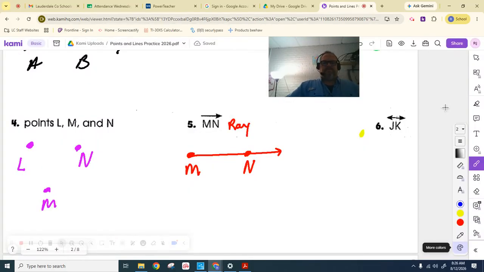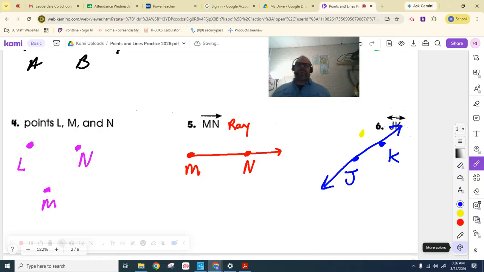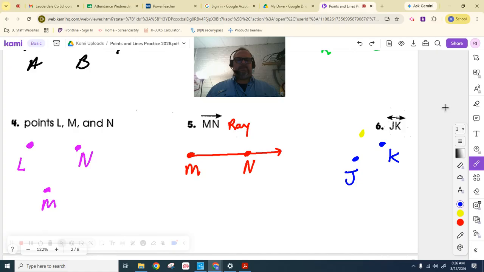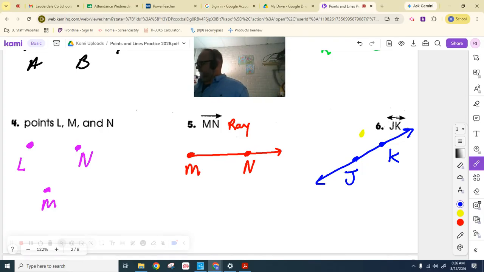Okay, so, right, good. And that's about as straight a line as I can make when it's not horizontal. So probably need to fix that. Hang on. Okay, so go this way. There's JK. There you go.